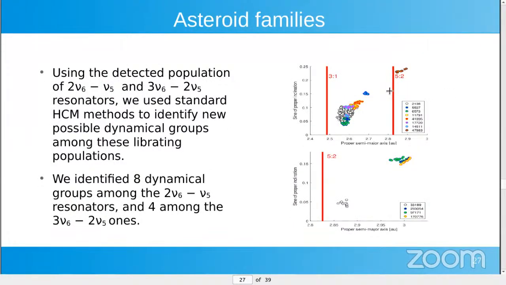So we can apply once again the same method. We can identify groups that are inside this population of objects, and we identify dynamical groups. These are not necessarily real asteroid families. These are groups that can be a section of a family that interacts with the secondary resonance. They can be artifacts of the method, but they can also be among these young asteroid families that are real and that were not found by the previous method. So there are 8 dynamical groups among the 2g6 minus g5 and 4 among the 3g6 minus 2g5.